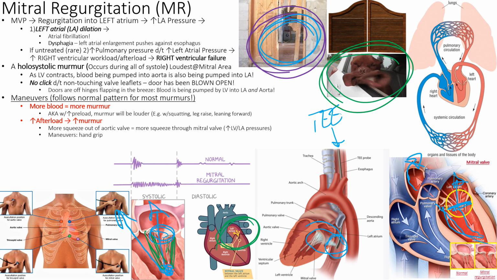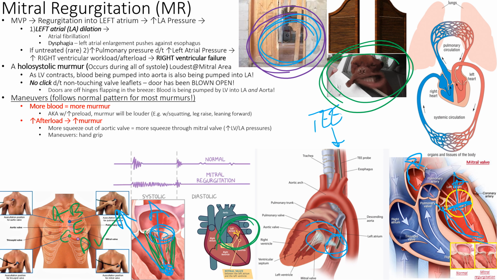And where am I going to hear this the best? Sounds like a good test question. A, B, C, or D. I'll probably put Erb's point in there because nobody uses Erb's point anymore, but we'll throw it in there just for fun. Where would you hear it best? B? Nope. B is the what area? That's your pulmonic area. D would be the correct answer, right? We would hear best at the mitral area. We hear mitral valve issues at the mitral area.